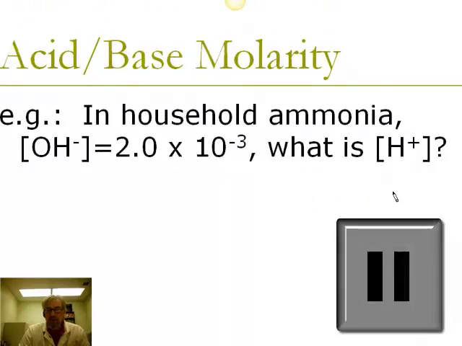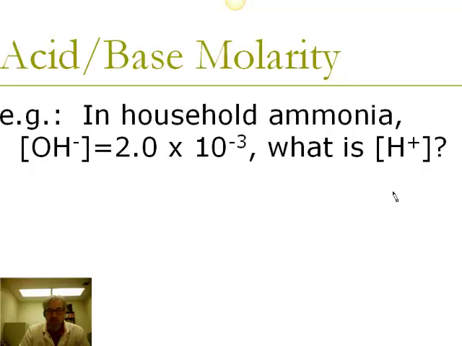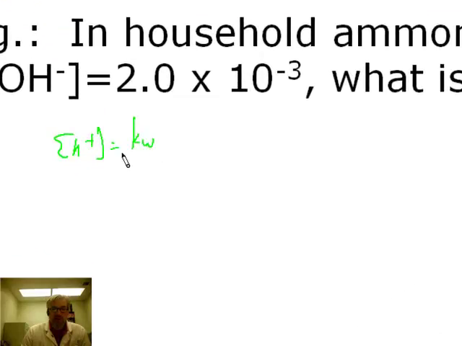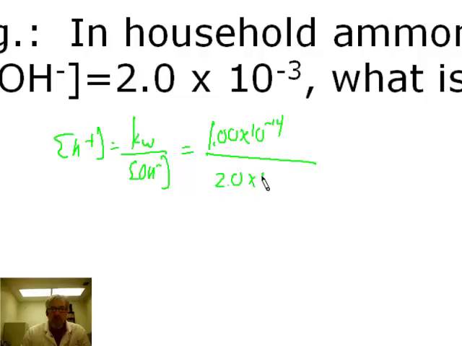You try this one. Stop the video and see if you can calculate the H+ concentration in household ammonia, which has an OH- concentration of 2 times 10 to the negative 3rd. Well, here's your solution. We know that the H+ concentration is equal to Kw divided by the concentration of OH-. So that's 1.00 times 10 to the negative 14th divided by 2.0 times 10 to the negative 3rd. The answer turns out to be 5.0 times 10 to the negative 12th.